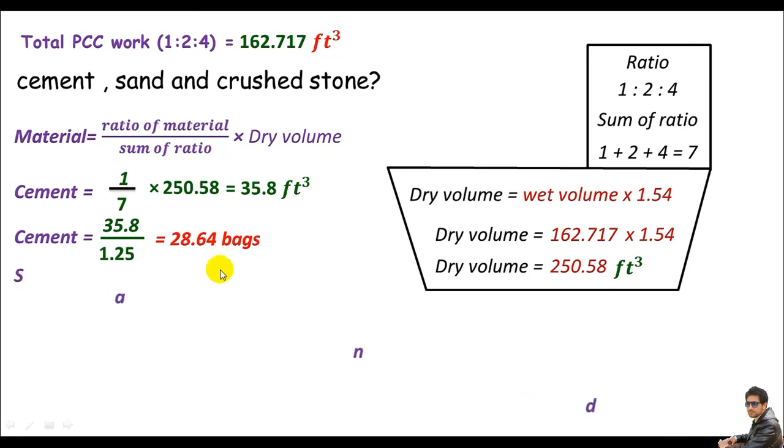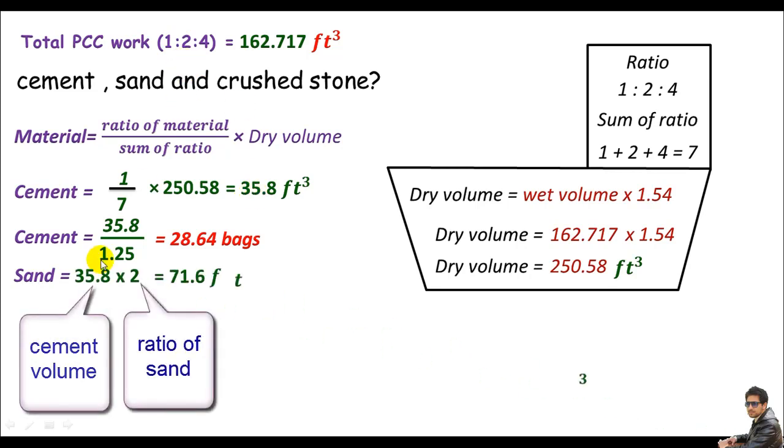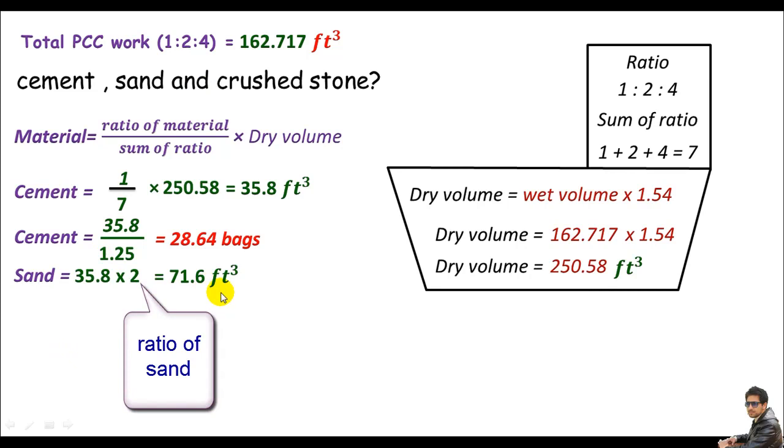And my next approach is just the sand. Just look at the ratio over here. The ratio is 1 to 2 to 4. The 2 just represents the sand, which is of course 2 times the cement. And of course I have the quantity of cement. I'll just multiply the quantity of cement with 2. So I can get the sand quantity, which is 71.6 cubic feet.